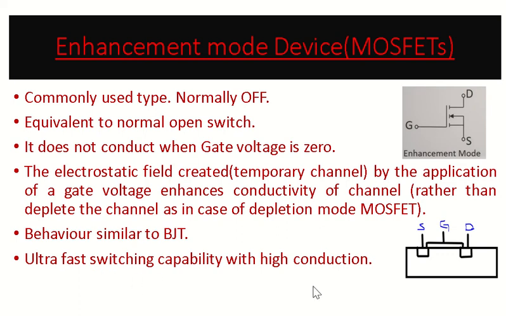Ultra fast switching capability with high conduction. In the case of an enhancement mode device, what is the advantage we can see? The advantage is that switching will be very fast, and conduction will also be high. As and when we apply the gate voltage, the conduction increases between the source and drain, where a temporary channel will be created, and there will be a continuation in the flow of current. Yeah, so this is about the enhancement mode advantage. So what is the advantage?